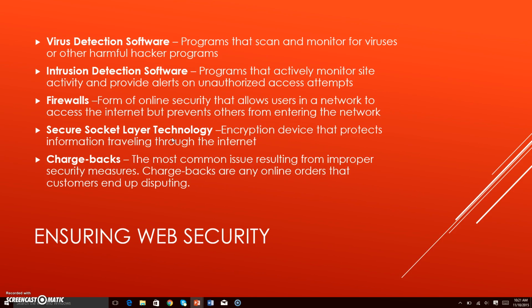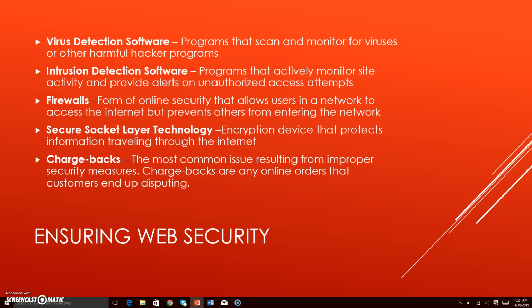Okay, so web security. Sorry about that. There's a bunch of different ways companies protect company data. The first is virus detection software, and that basically monitors different viruses, different programs that hackers make that are used to harm your computer.